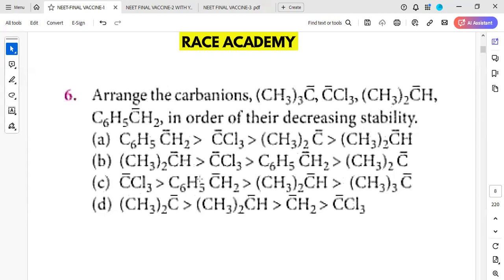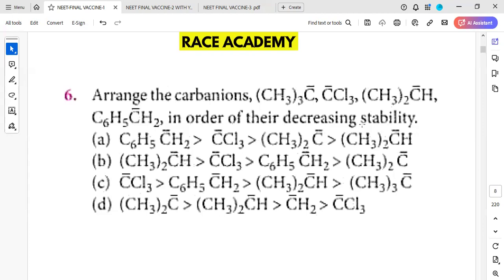Whereas the benzene ring is also one of the electron density species that always tries to take the electrons from the groups attached. So a benzyl carbanion also will come next to that. After that, secondary, after that, tertiary will come. So the third option is the right option for this question number 6.